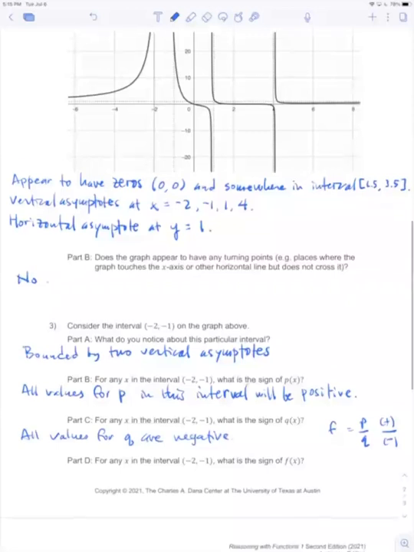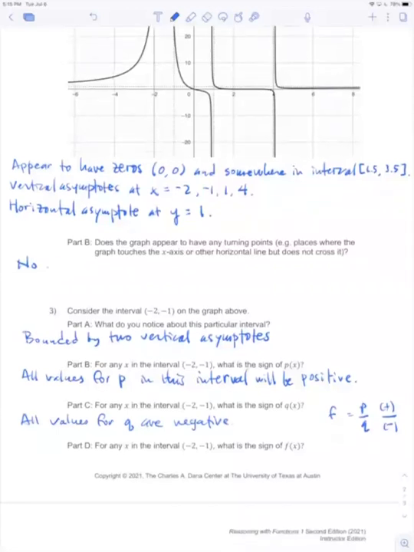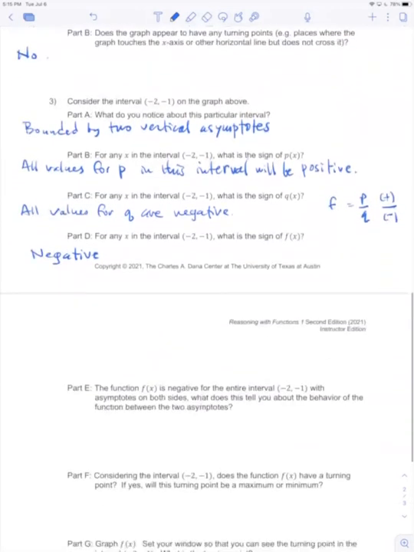And that leads us to our part D question. For any x in the interval -2 to -1, what is the sign of f? So it looks like that would have to be negative. Part E, let me continue scrolling up here.